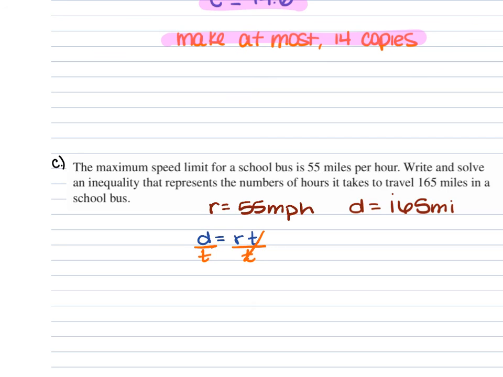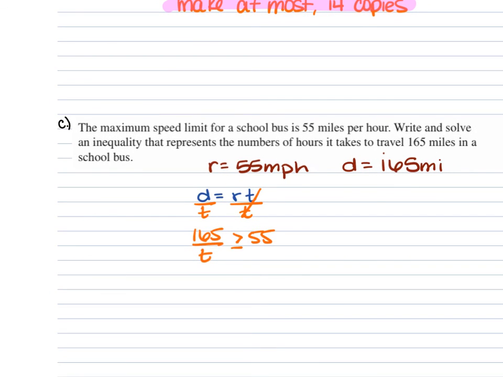So our rate has to be, here, let's do this. We're going to put 165 as our distance over our time. Our rate is the 55 miles an hour. Our distance is the 165 over our time. Like I said, our maximum speed, so it can't go over the 55 miles per hour. So the 55 miles per hour is less than or equal to the 165 over t.